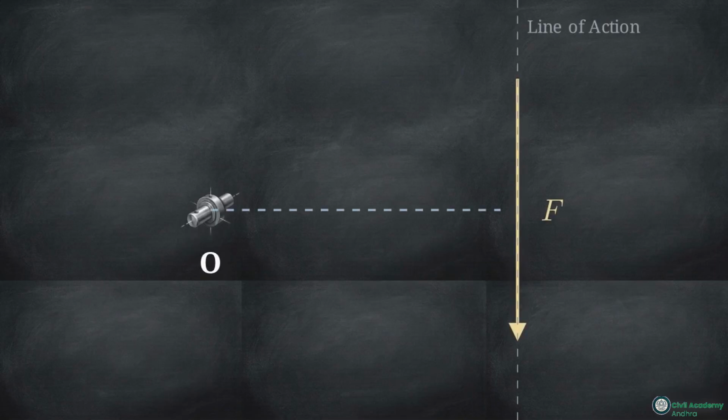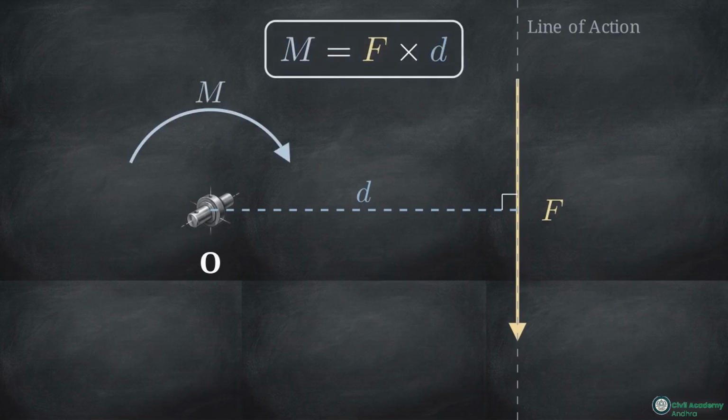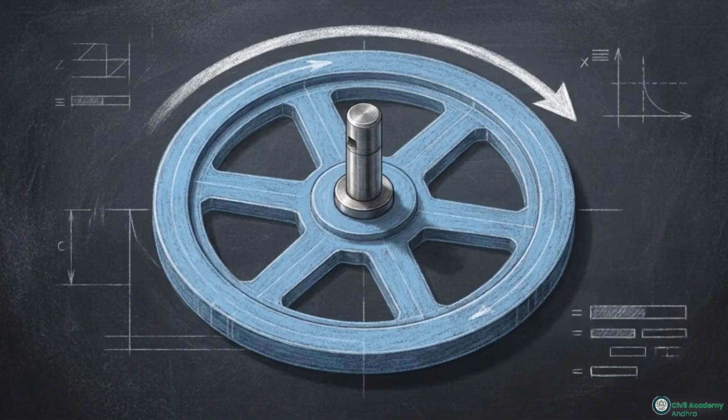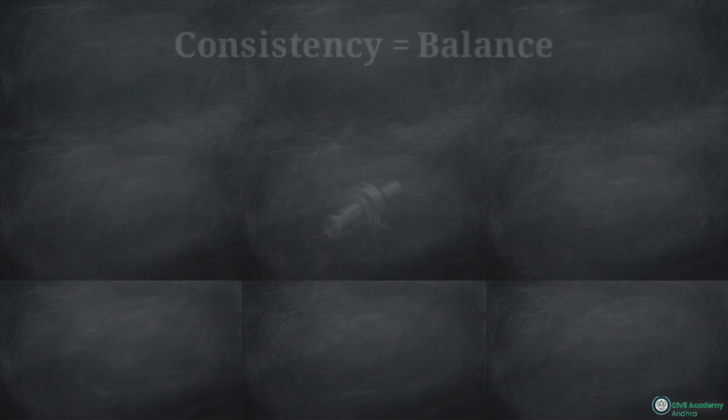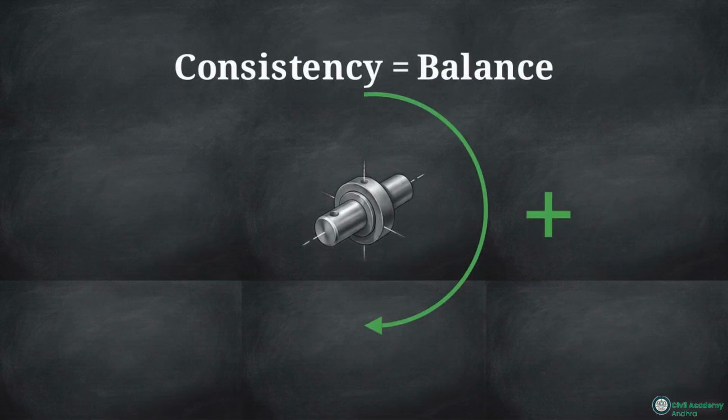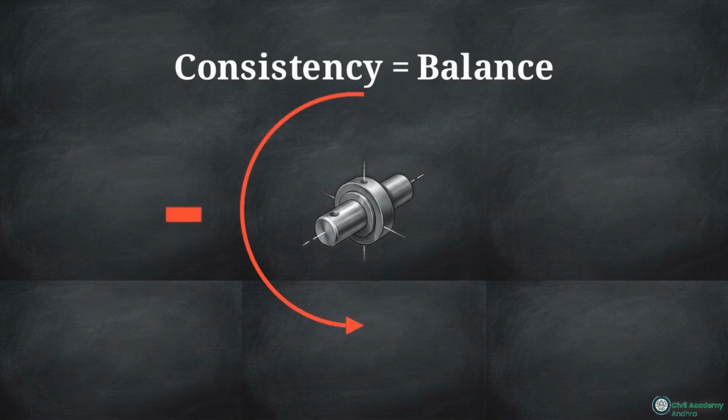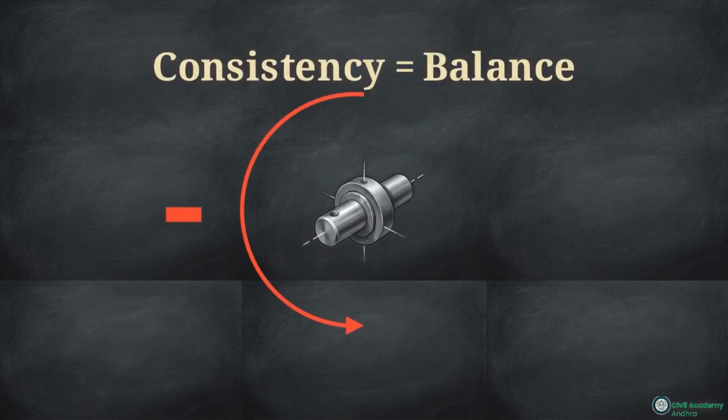This diagram visualizes a moment-specific mathematical formula: force multiplied by the perpendicular distance from the line of action to the pivot point. Just like linear forces, moments require a strict sign convention. You must designate clockwise as either positive or negative and apply it flawlessly across the entire system to calculate balance.